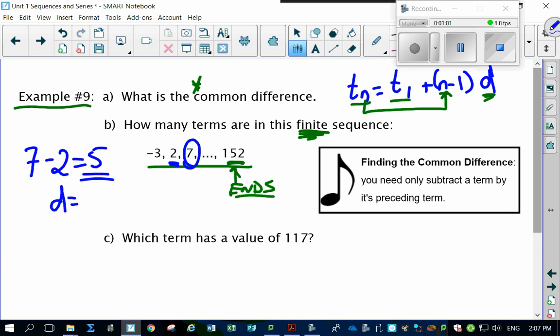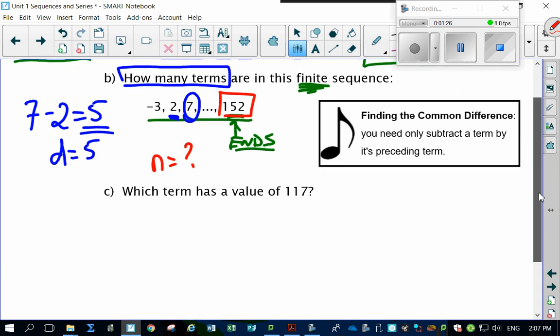Now, here's the question. How many terms are in this? What am I looking for in this case? What I'm looking for is the n. I want to know how many terms it takes to get to term 152. That's what I'm after.